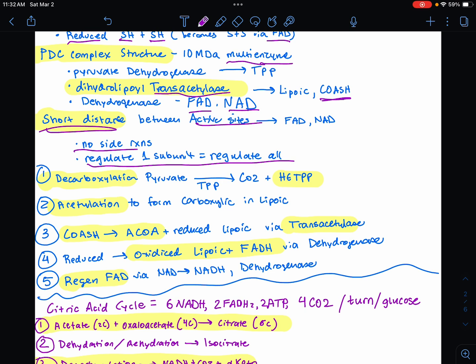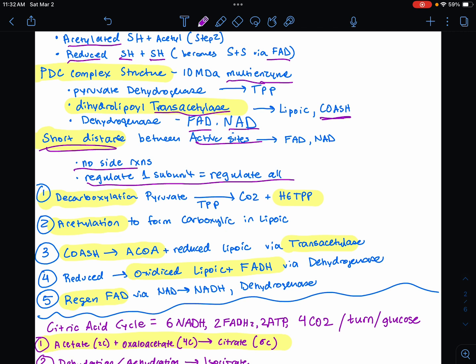Okay, now it's just the reaction again. This is an overall reaction review of it. So step 1, again, is decarboxylation of pyruvate to the aldehyde. You're going to need TPP as well as the dehydrogenase enzyme 1, and you're going to make CO2 in step 1 of this process, as well as HETPP, hydroxyethyl TPP.